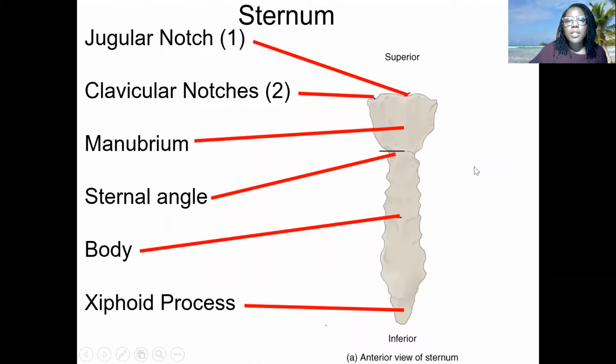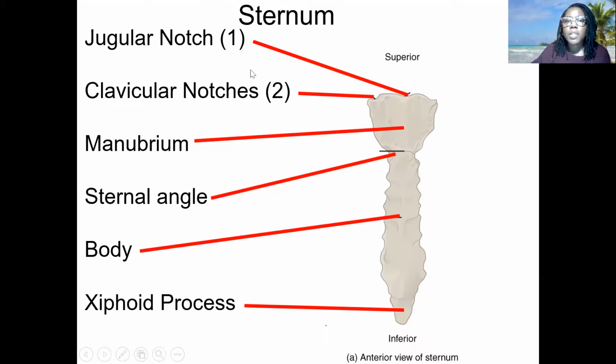Let's move on to the sternum. So the sternum is the anterior anchoring bone of the rib cage, of the thoracic cage. It's sometimes called the chest plate. So it's that flat bone where the ribs eventually articulate anteriorly along the midline.